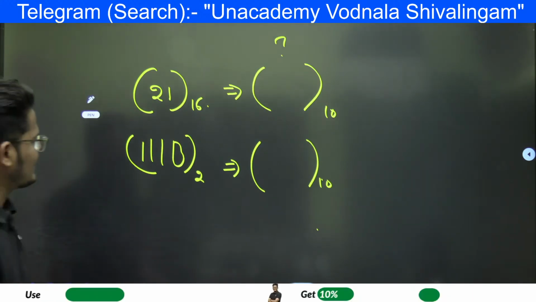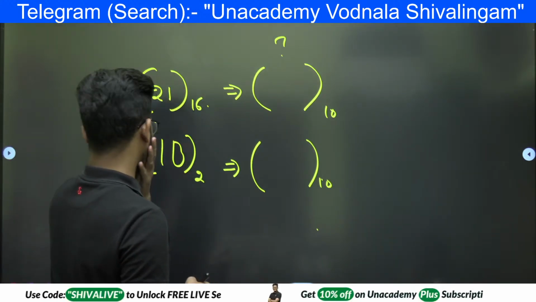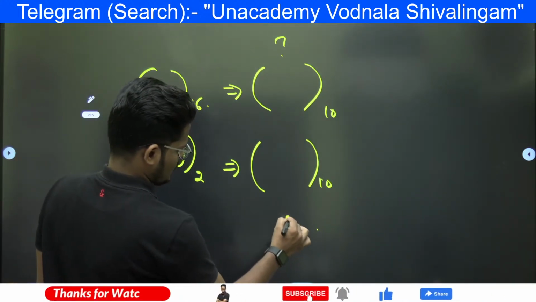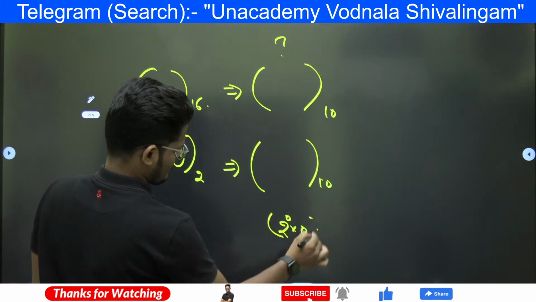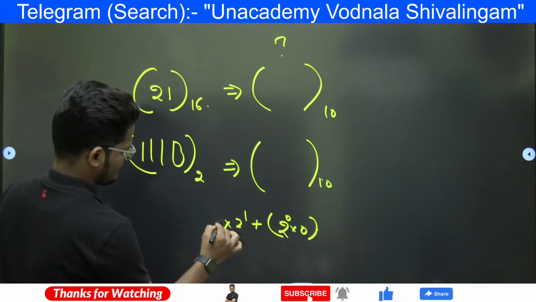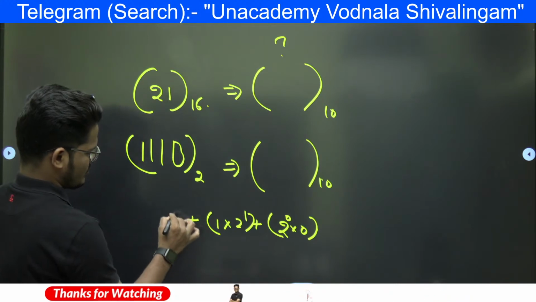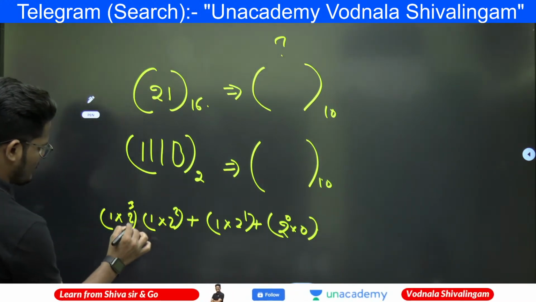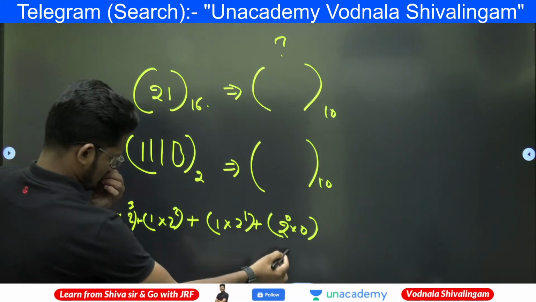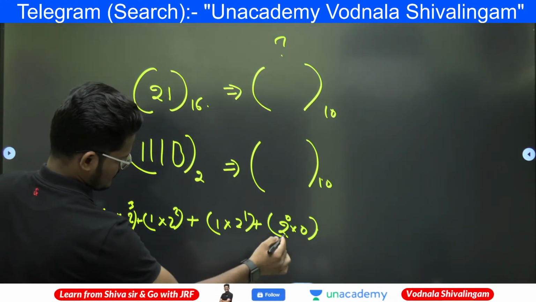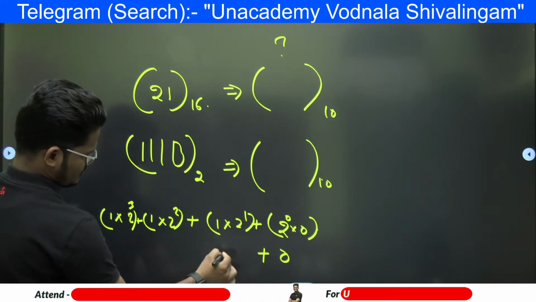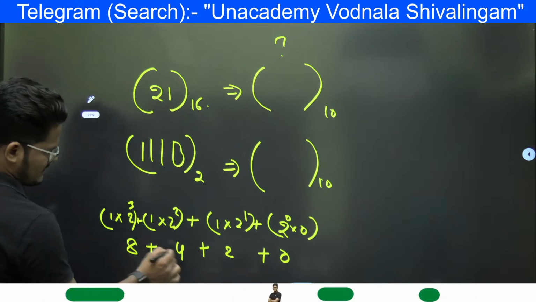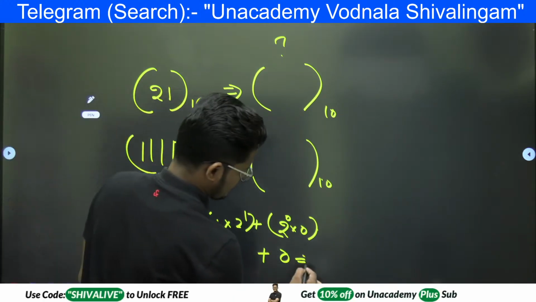Is 14 correct? So here 2 power 0 into 0, 2 power 1 into 1, plus 2 power 2 into 1, 2 power 3 into 1. So this is 2 power 0 into 0, 0, and 2 power 1 into 1 is 2. This is 4 and this is 8. 8 plus 4 is 12, plus 2, 14 is coming.